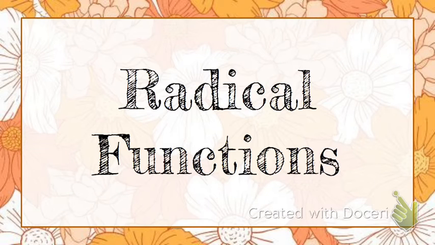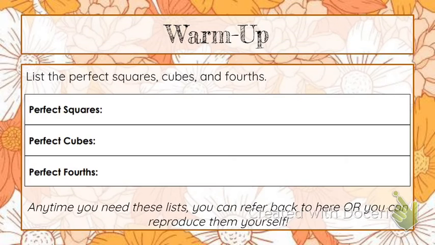This new unit is all about radical functions, and today we're just going to have an introduction and some refreshers on what we already know about radicals. So the first thing that we want to do is list all the perfect squares, cubes, and fourths. And keep in mind that a square root is the opposite of squaring something.